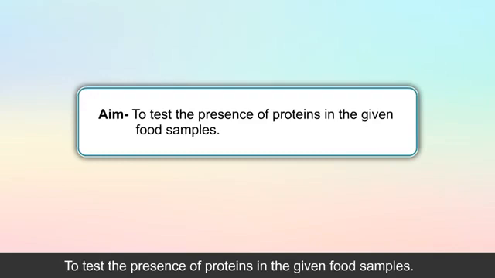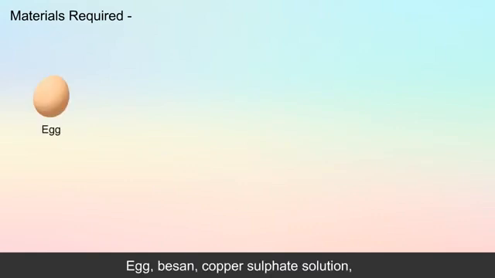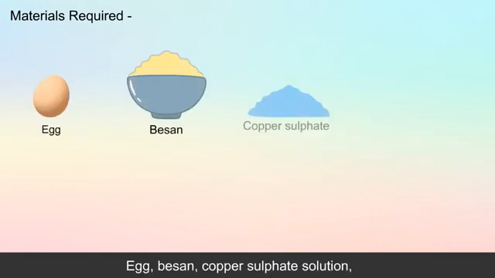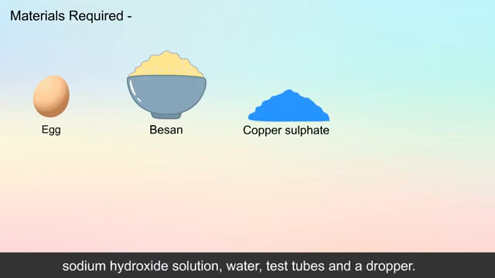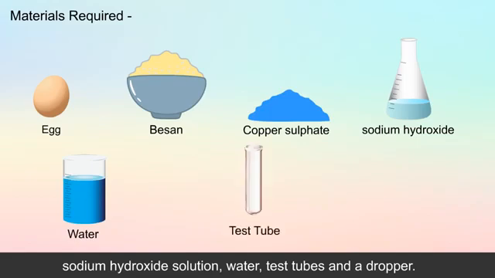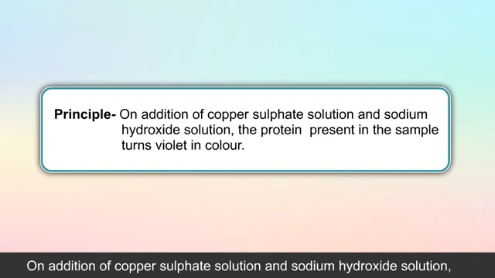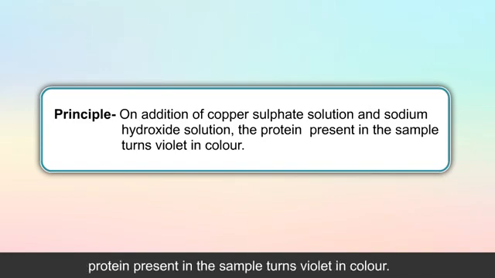Activity 3. Aim: to test the presence of proteins in the given food samples. Materials required: egg, besan, copper sulfate solution, sodium hydroxide solution, water, test tubes, and a dropper. Principle: on addition of copper sulfate solution and sodium hydroxide solution, the protein present in the sample turns violet in color.